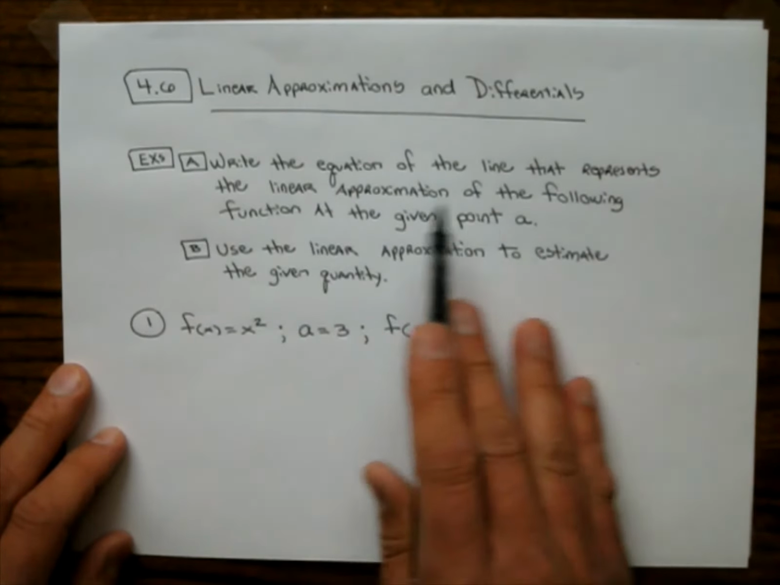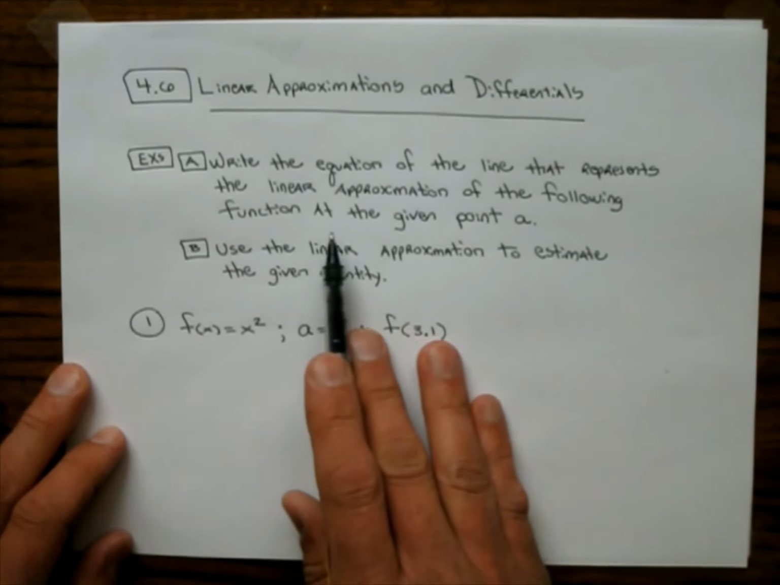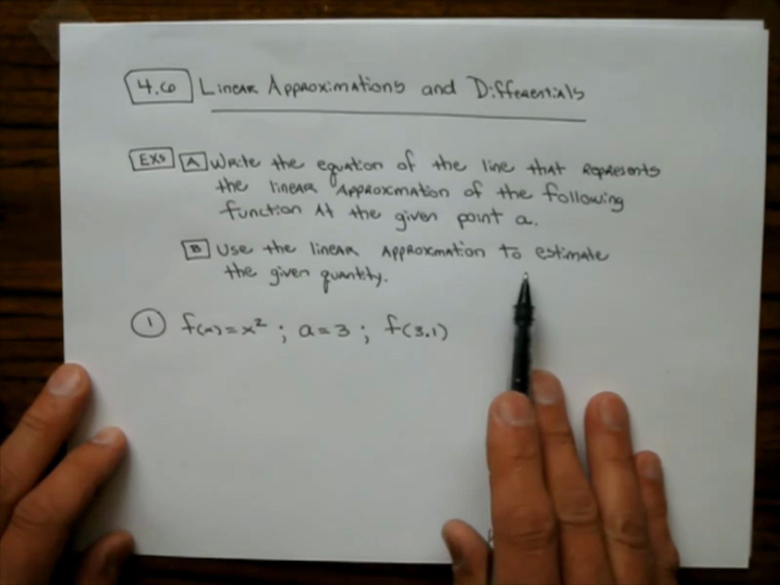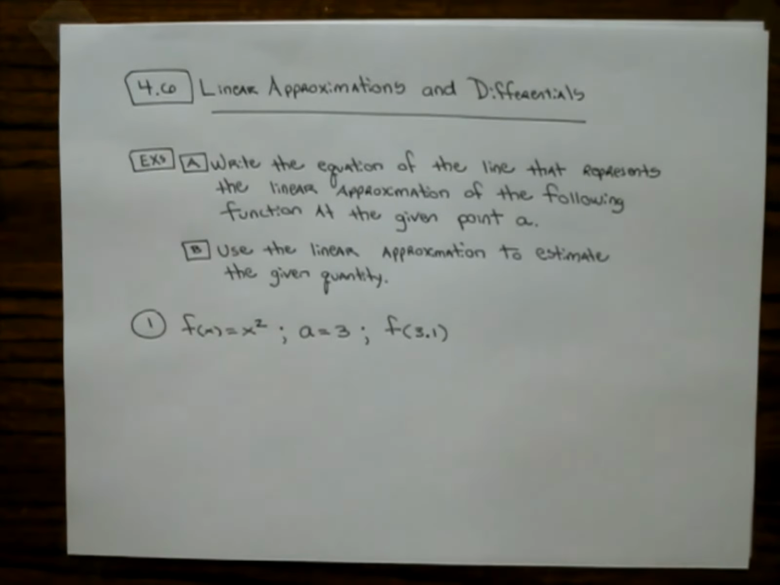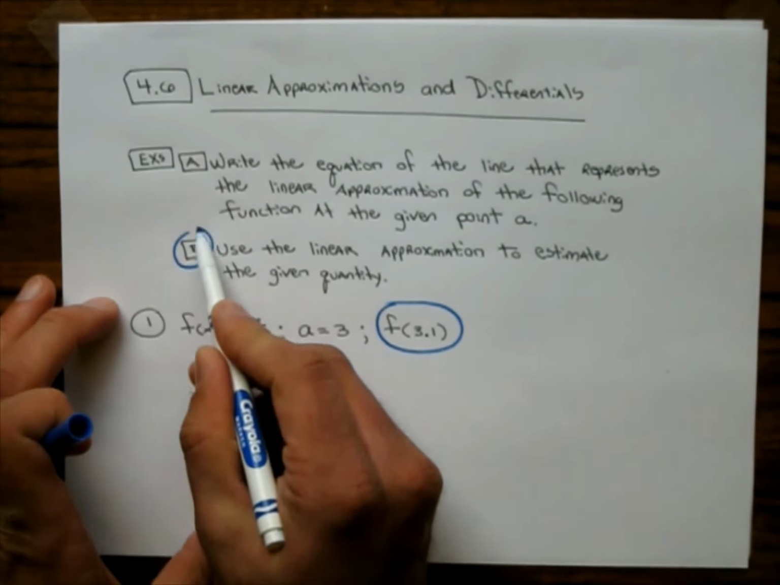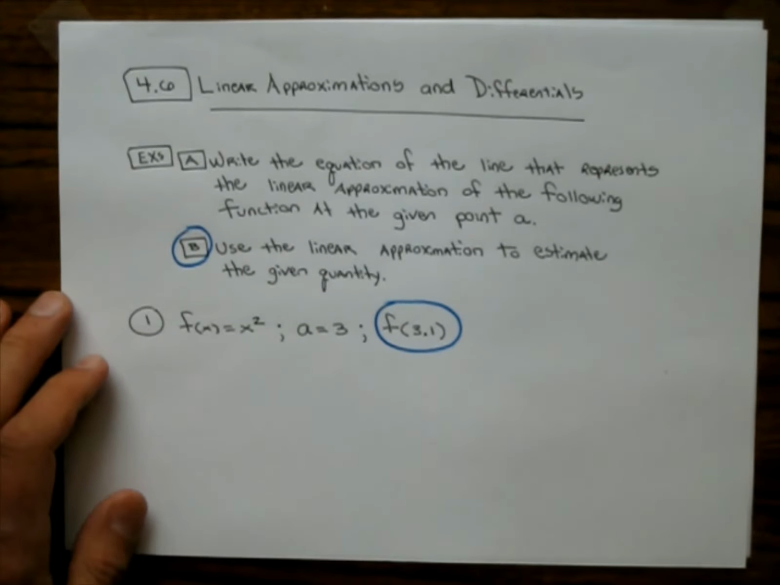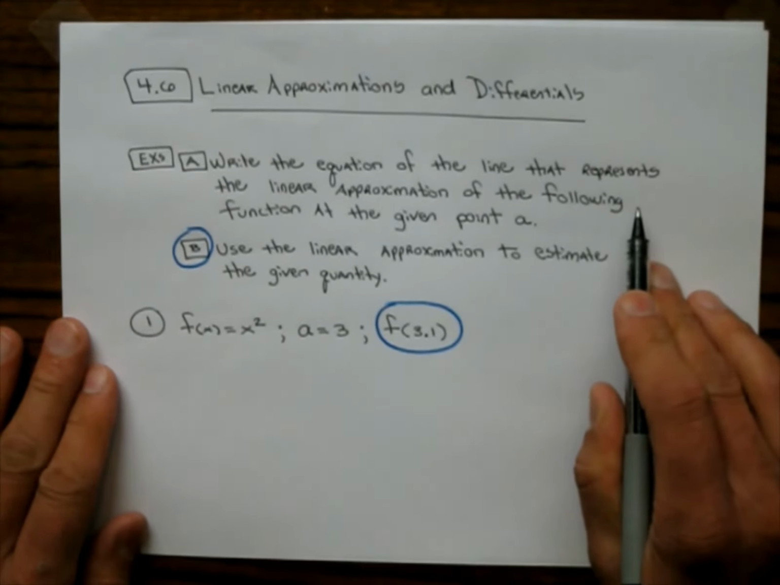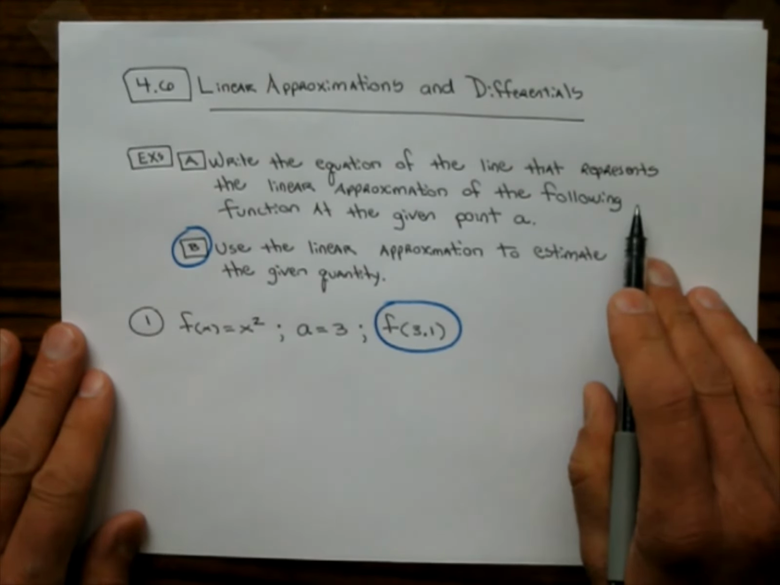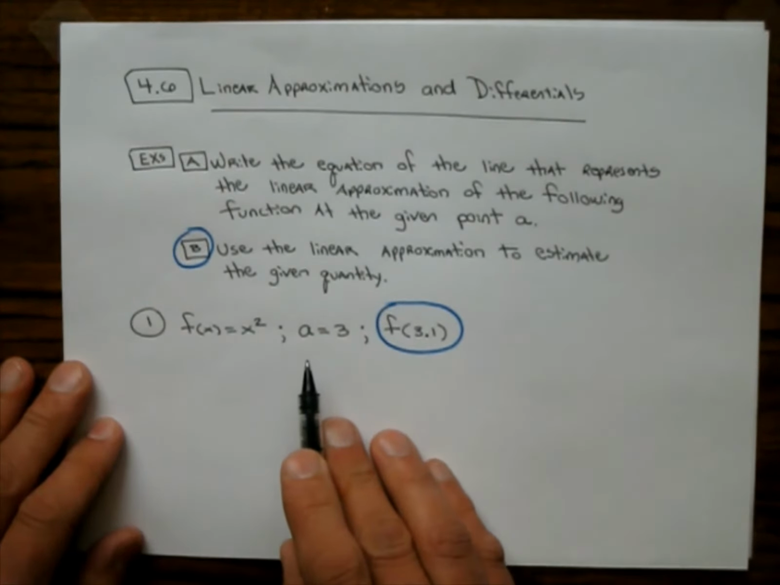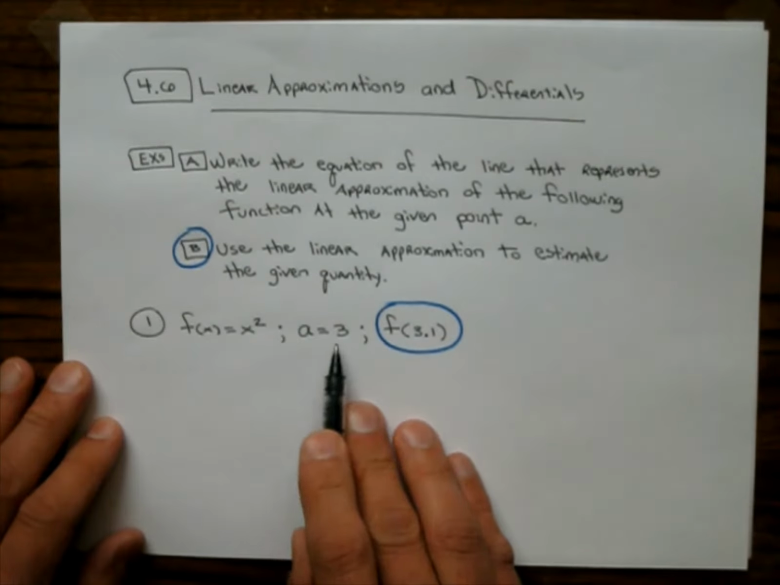Write the equation of the line that represents the linear approximation of the following function at a given point A. And then we'll use the linear approximation to estimate the given quantity. So that part right here is part B. Okay, what are they asking you to do in part A? They're really asking you to find the equation of the tangent line of this graph at the x value of 3, and they call it A.